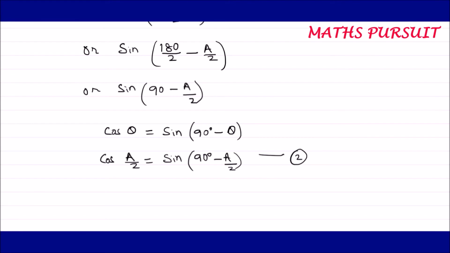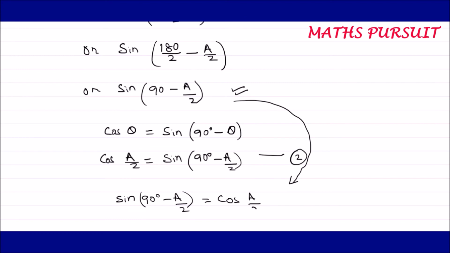So look here what we got. We got sine 90 minus A by 2 from our original given equation, which we derived till here. And now we got cos A by 2 is equal to sine 90 degree minus A by 2. So the original equation, I can write, is sine 90 degree minus A upon 2, and this is equal to cos A by 2. This is what is being proved.